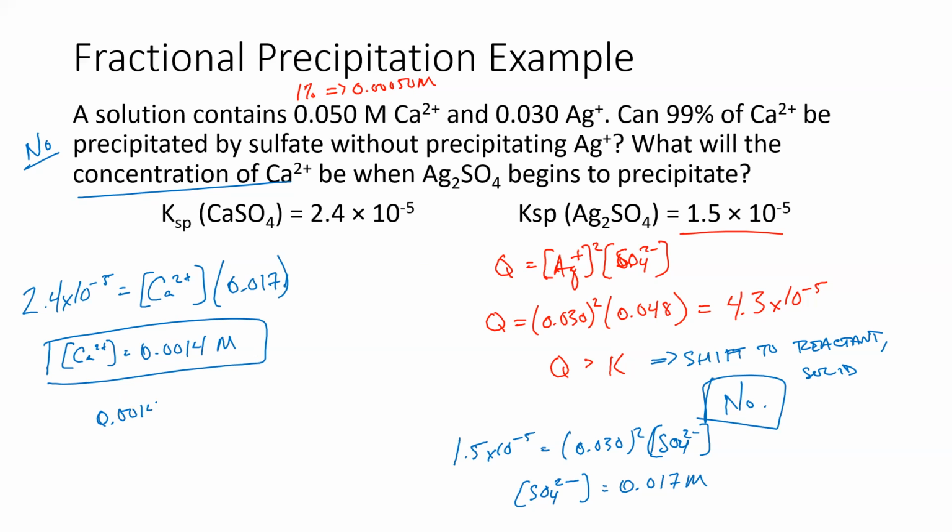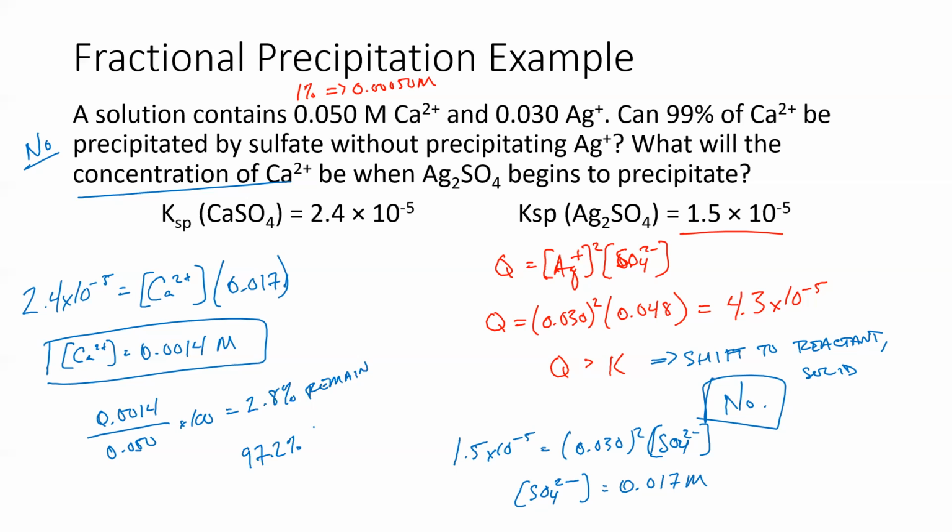I'm going to take it one step further and say that I want to know how much of the calcium has been precipitated. 0.0014 divided by 0.05 is 2.8% remain. Right, and so we got rid of 97.2%. So we can do pretty good, but we can't do 99%. Right? But we can do 97.2%.